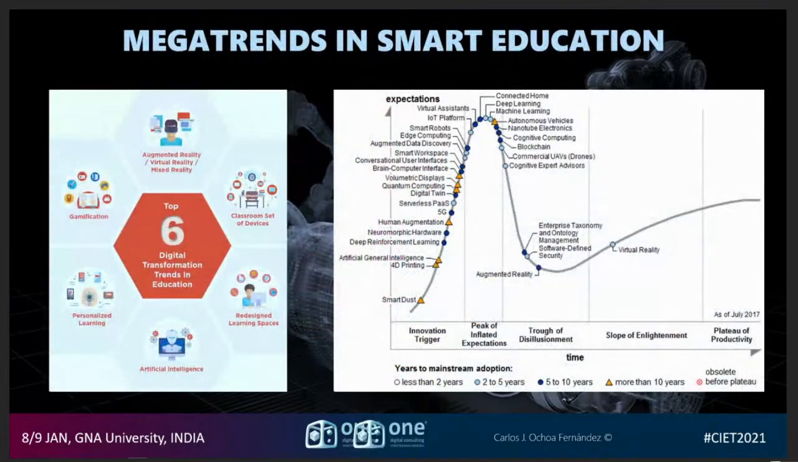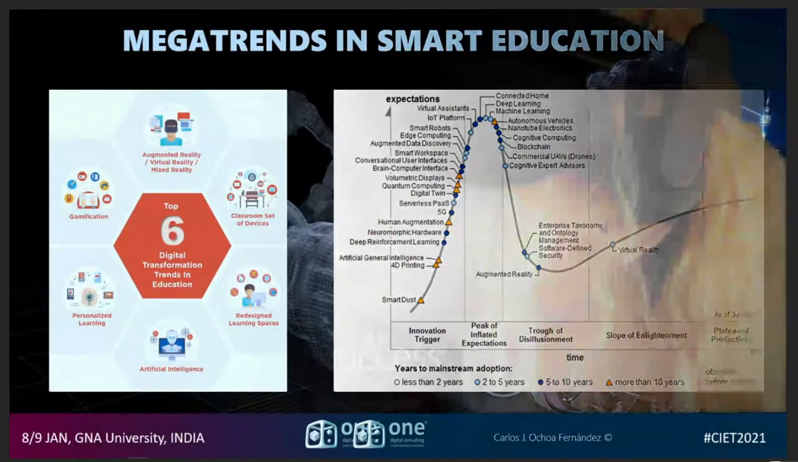There are a lot of megatrends in smart education that we have to focus on, but I don't have enough time to go into them in detail. But I will tell you that gamification, the classroom, a set of devices, redesigned learning spaces, and the use of personalized learning, VR, XR, and artificial intelligence are already the most important topics at the moment.